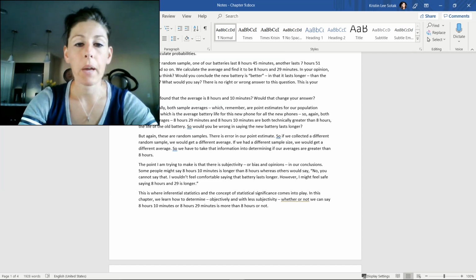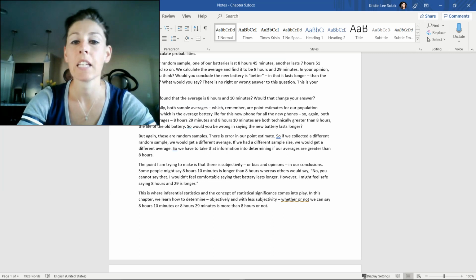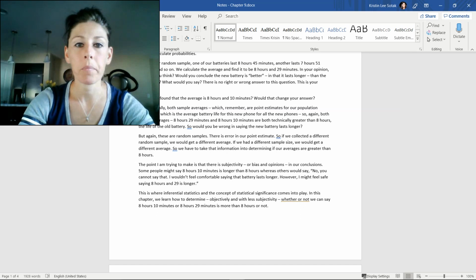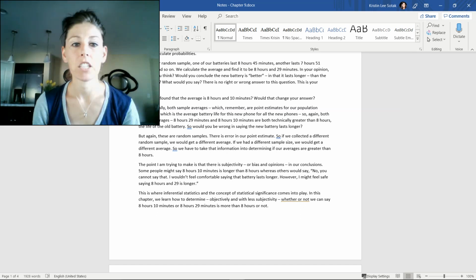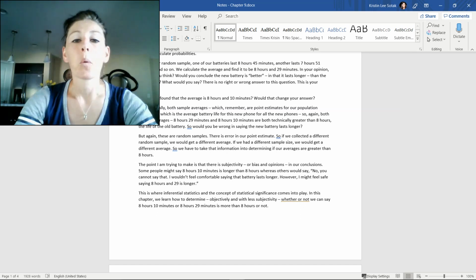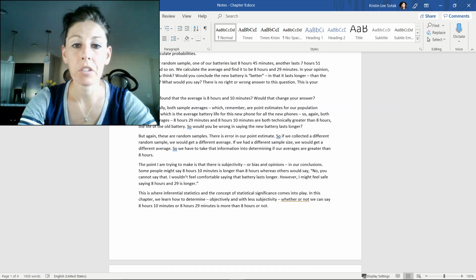Of all the 50 batteries, we calculate the average, and let's say we find it to be 8 hours and 28 minutes. So in your opinion, I'm asking you, I want you to think about this. What do you think? Would you conclude that this new battery that we created is better, meaning that it lasts longer than the old battery?